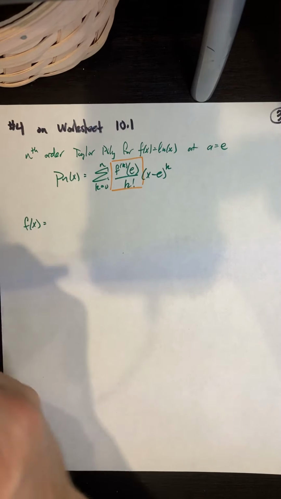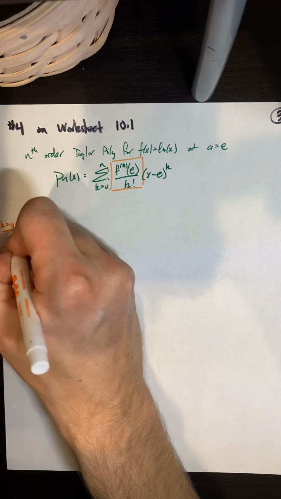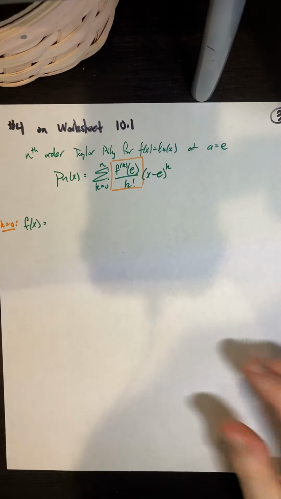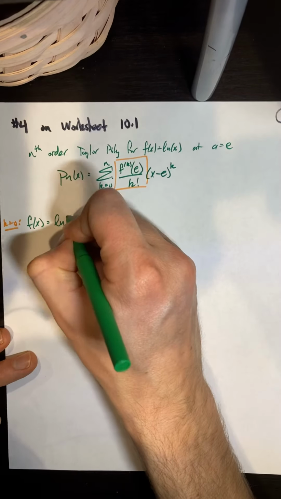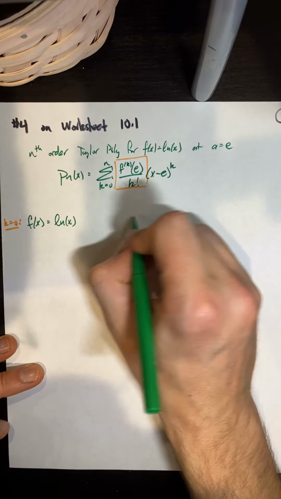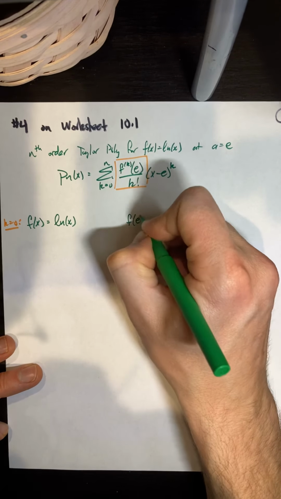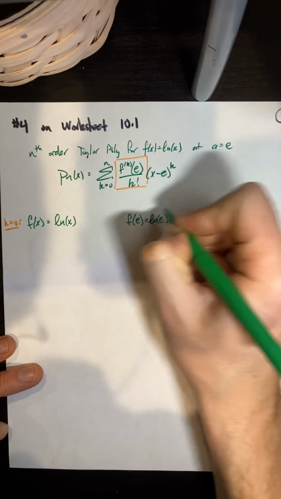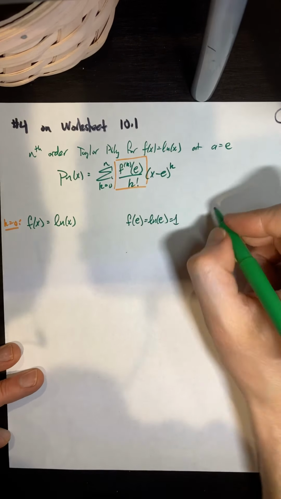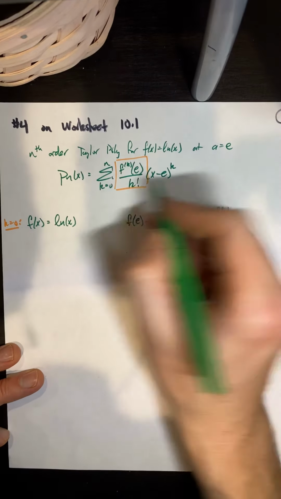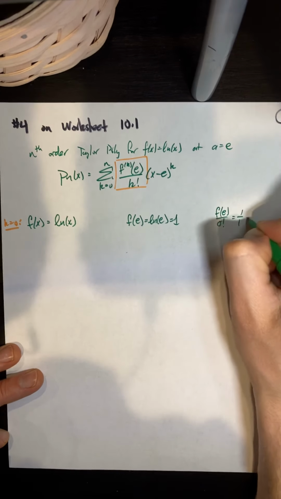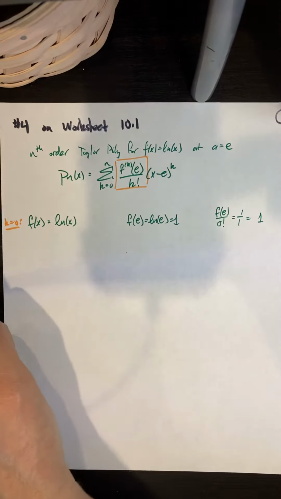So what I like to do is just start with, over here you can say, okay, here's when k equals 0. That's just the function itself. So k equals 0, f of x, that's the function ln of x, correct? In the middle column here, that'll be f of e, so that's ln of e, which is 1. And so what is f of e over 0 factorial? Well, that would be 1 over 1, which is 1. So again, the first term is 1.